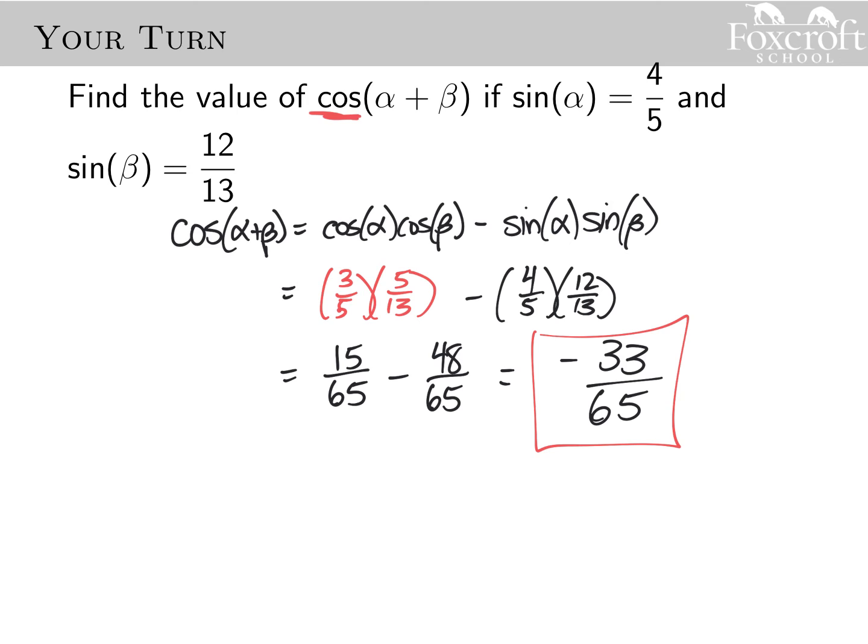And here's the final answer. So the first thing you have to do is figure out that if sine is 4 over 5, cosine's 3 over 5. So that's kind of the reverse of the last problem. If sine is 12 over 13, cosine's 5 over 13. So again, kind of the flip of the last problem.